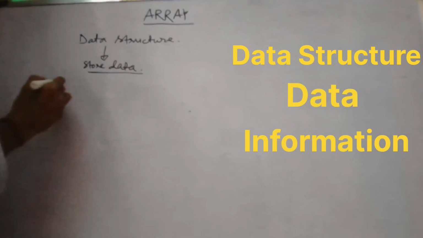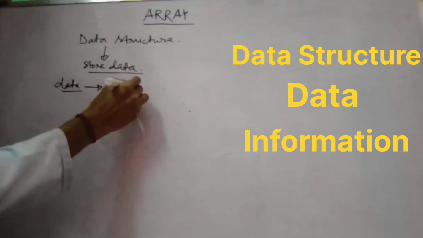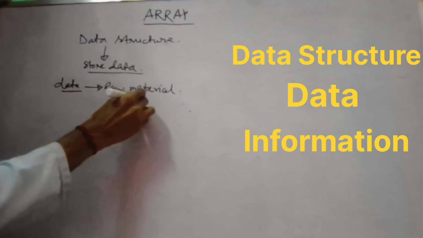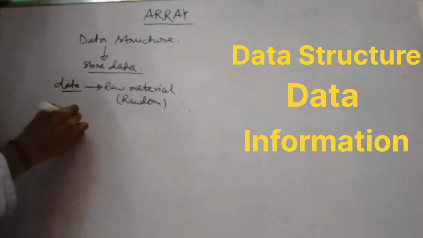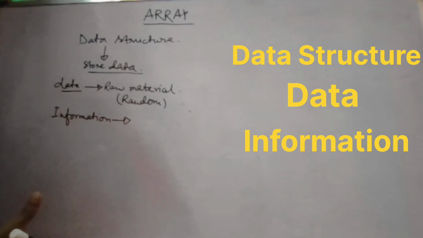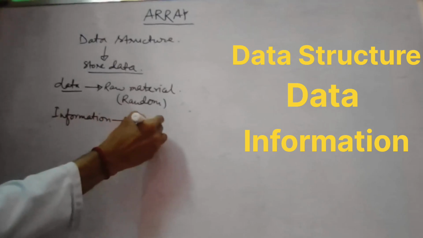Now, the basic difference between data and information. Data is random things, raw material. Another term is information. Information is also data, but it is particular matter oriented. It is fixed.